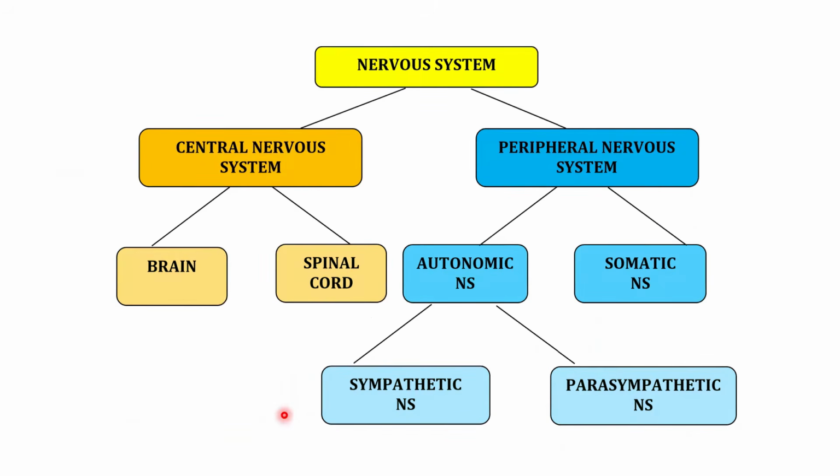And that's a flow chart showing us the nervous system. You can see it has two major components: central nervous system and peripheral nervous system. Central nervous system has the brain and spinal cord. Peripheral nervous system will contain the autonomic nervous system and somatic nervous system. Autonomic nervous system will contain the sympathetic nervous system and parasympathetic nervous system. Somatic controls voluntary muscles.